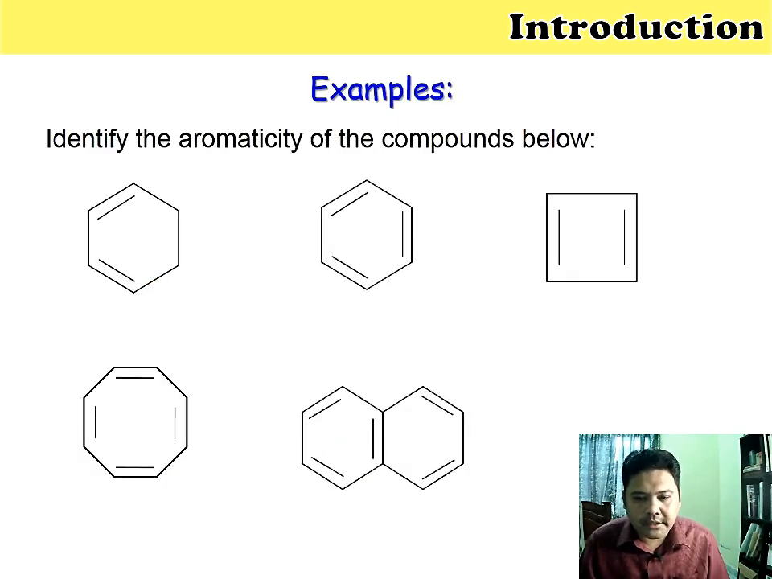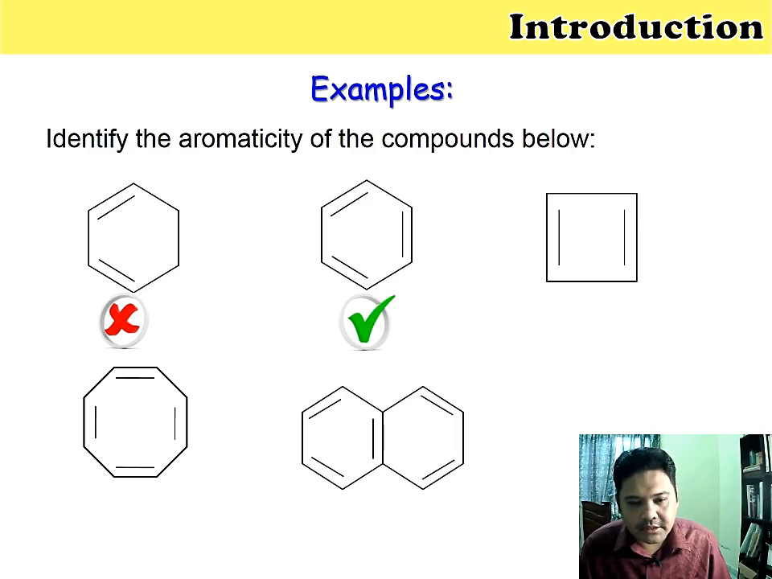Okay, let's determine whether each structure is aromatic or not. The first criterion is that it should be cyclic. This structure complies; it is cyclic. Then the second criterion is planar, and this structure is planar. The third one is completely conjugated.